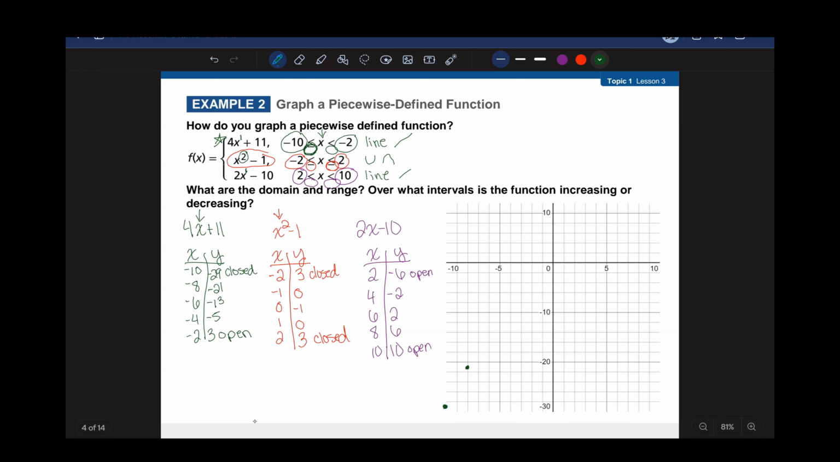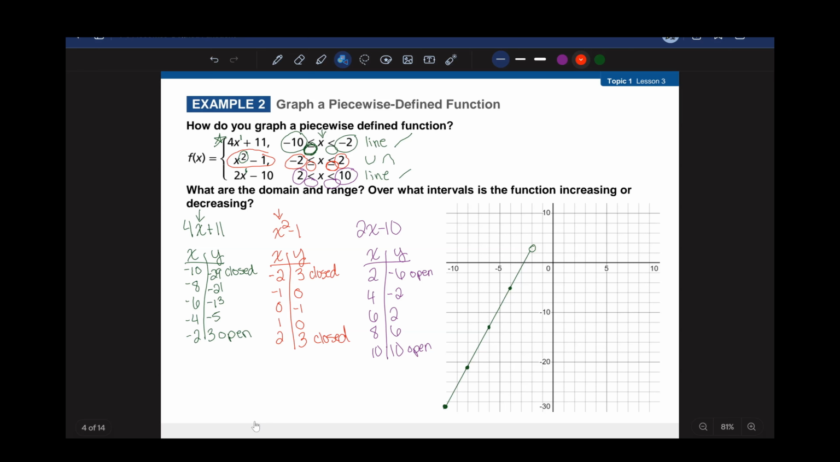So we have -6, -13, -4, -5, and then we should have an open circle at -2, 3. So make sure that it is open, and then you can connect right there. Now we're going to go on to the second one.